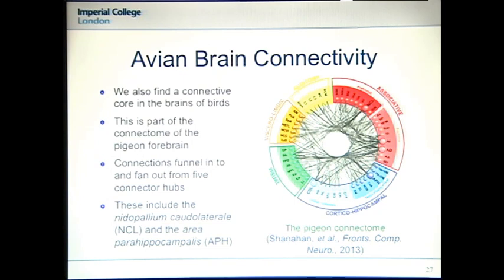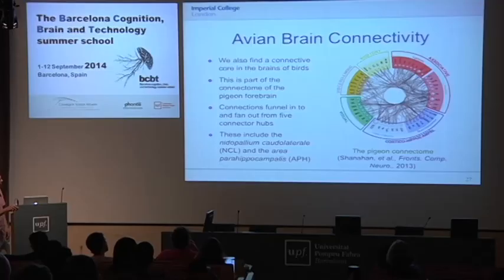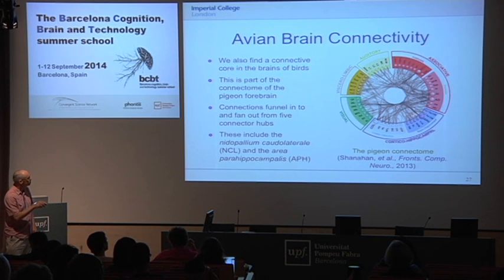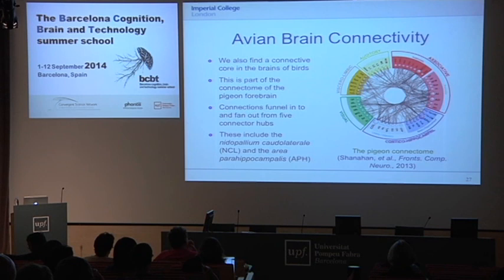Now, the interesting thing is that when you do this sort of complex network analysis, certain of these areas come up as connector hubs. What I thought was particularly interesting is that these, the slightly larger blobs in this diagram, are the connector hubs. They include the area parahippocampalis, part of the hippocampal formation, and the NCL, the nidopallium caudolaterale. The nidopallium caudolaterale is reckoned to be the analog in the avian brain of the prefrontal cortex in the mammalian brain, and there's a lot of justification for that.